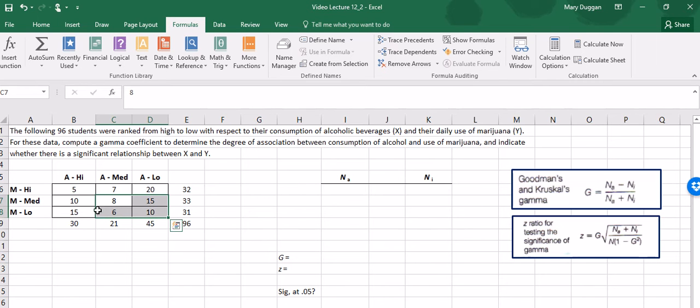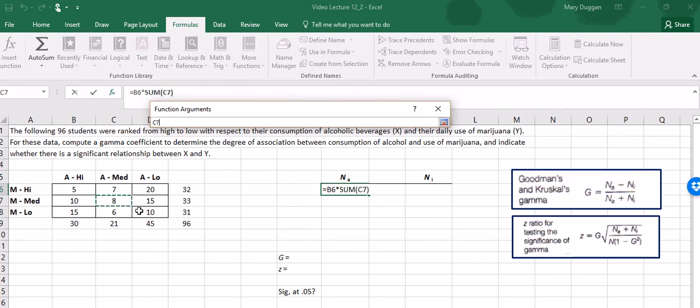So what I'm going to do is a multiplication calculation to multiply the number 5 by all the rest of these numbers here. And that will give us the total number of possible pairs we have between somebody in the high group and everybody else who has a lower score on both. So without further ado, I'm going to do 5 times the sum of these 4.